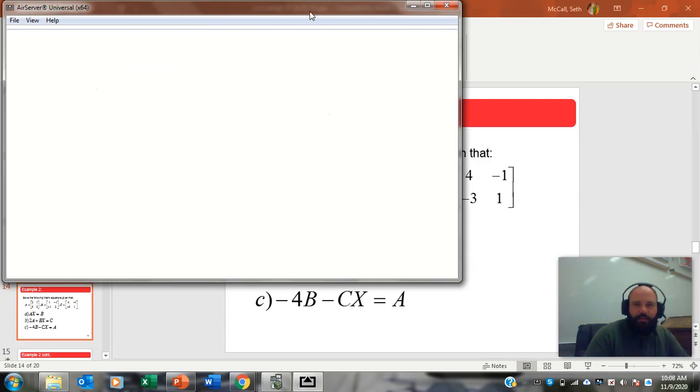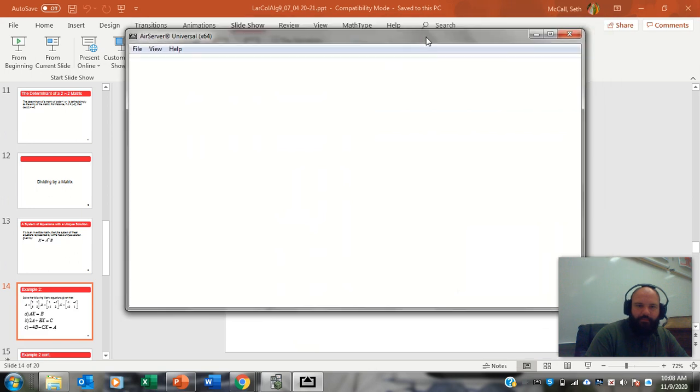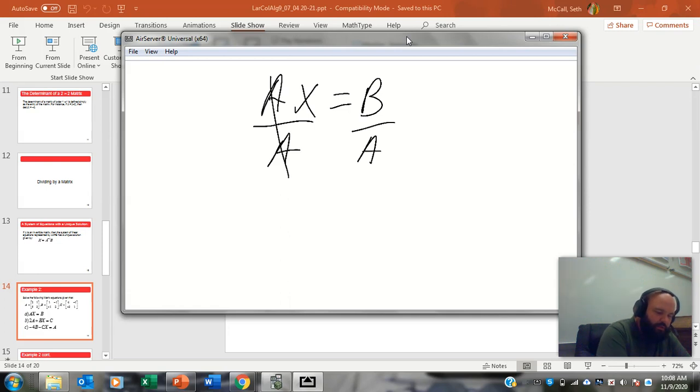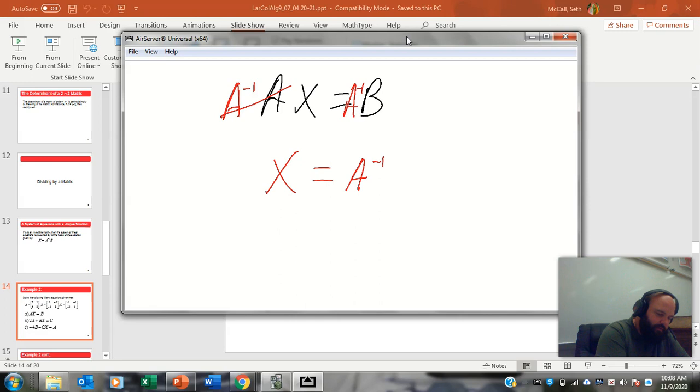Okay, so let's take this first example. We have AX equals B. Now the way we would solve this normally, and this is what I was talking about before, we would just divide by A. But we don't do this type of thing with matrices. So what we actually have to do is multiply both sides of the equation by A inverse. Now, A times A inverse cancels, and you're left with X equals A inverse times B.